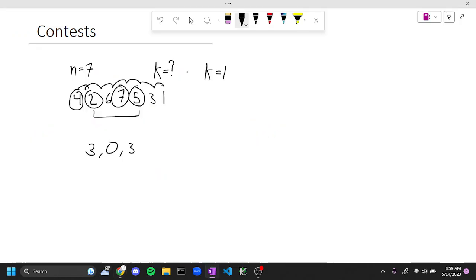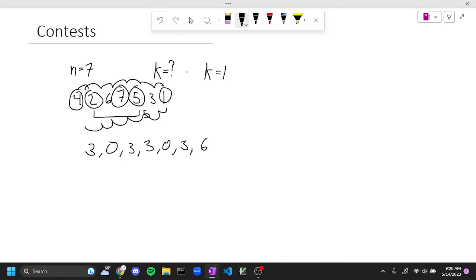Alright, and then 7's distance is also going to be 3, because this is index 7 and it jumps 1, 2, 3 times. So that's going to be 3. 5 is going to be already sorted because it's index 5. 0 and 3 goes 1, 2, 3 times into index 3. 1 jumps 1, 2, 3, 4, 5, 6 times.